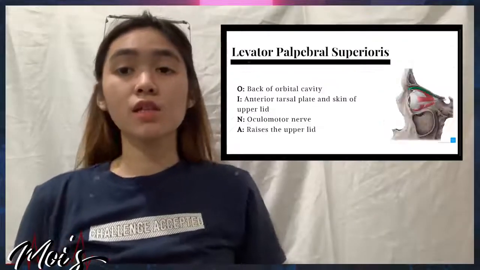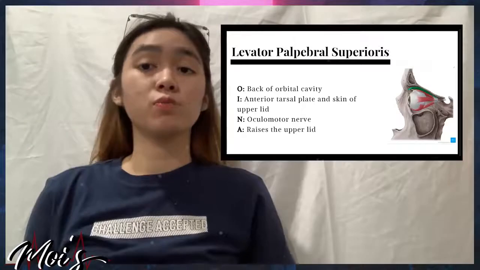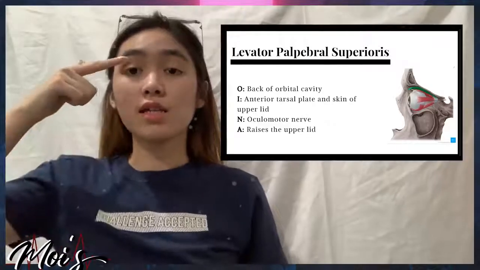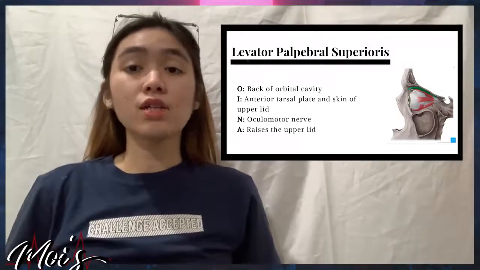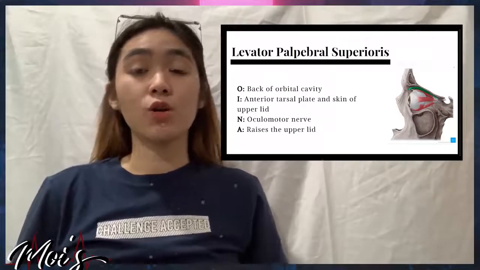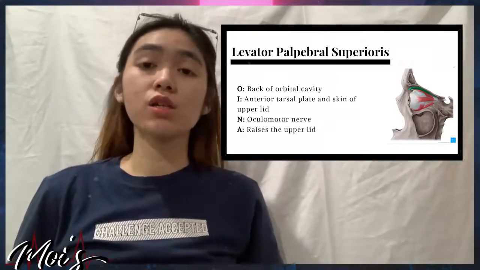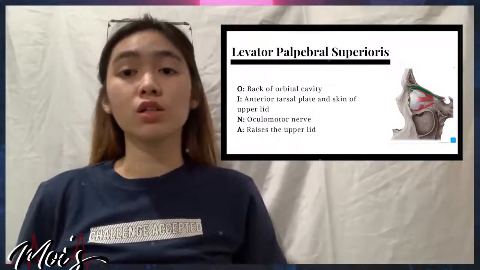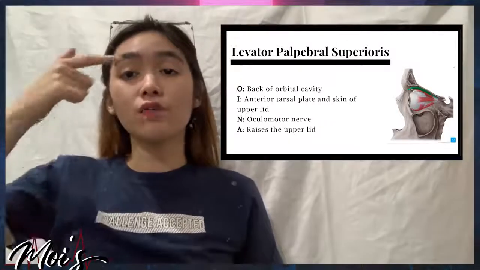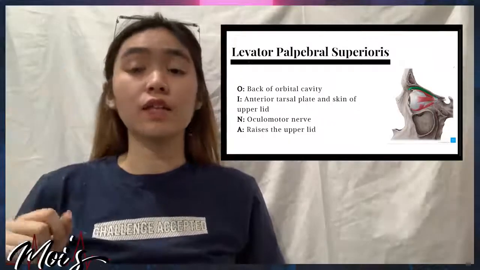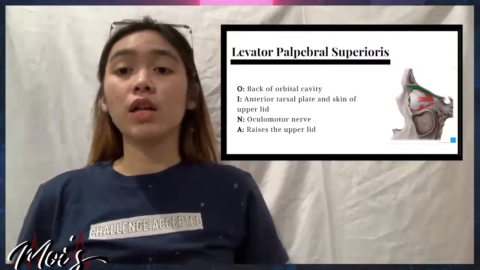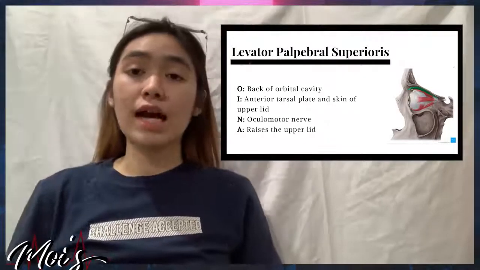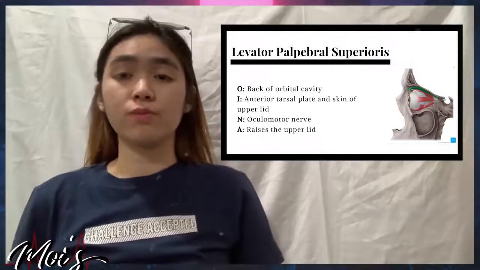Next muscle is the levator palpebrae superioris, which raises the upper lid. Its origin lies from the orbital cavity and inserts to the anterior tarsal plate and the skin of the upper lid, innervated by the 3rd cranial nerve, or what is known as the oculomotor nerve.